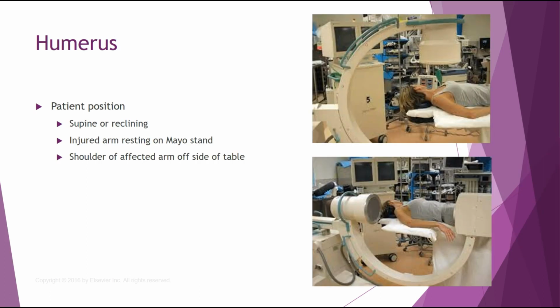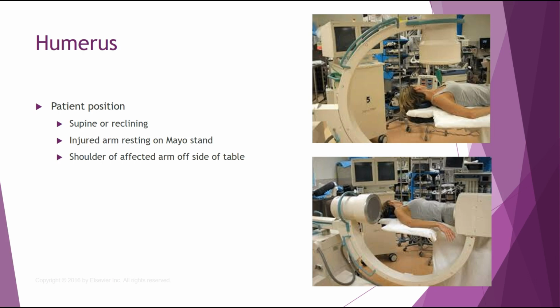Okay, humerus. So the patient is going to be supine, or sometimes they're sitting up, and it's called a beach chair style, where they're sitting up a bit. And it all depends probably on the surgeon. I've only seen actual supine reclining like this. The injured arm is resting on a Mayo stand.